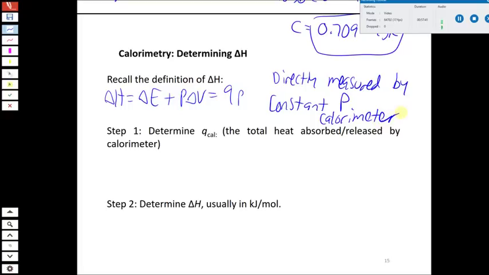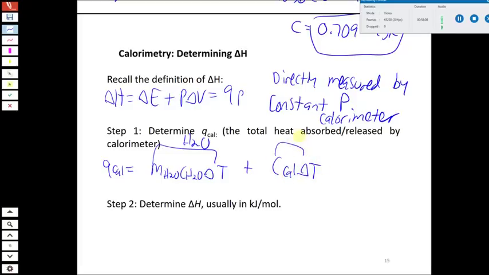All right? So as we said in these types of problems, the first thing is to determine the heat for the calorimeter using MC delta T primarily. So the heat for the calorimeter is equal to the mass of water in the calorimeter, heat capacity of water times delta T. So this is the heat that's absorbed by the water, plus the total heat capacity of the calorimeter itself times delta T. So this is the heat that's absorbed by the calorimeter.